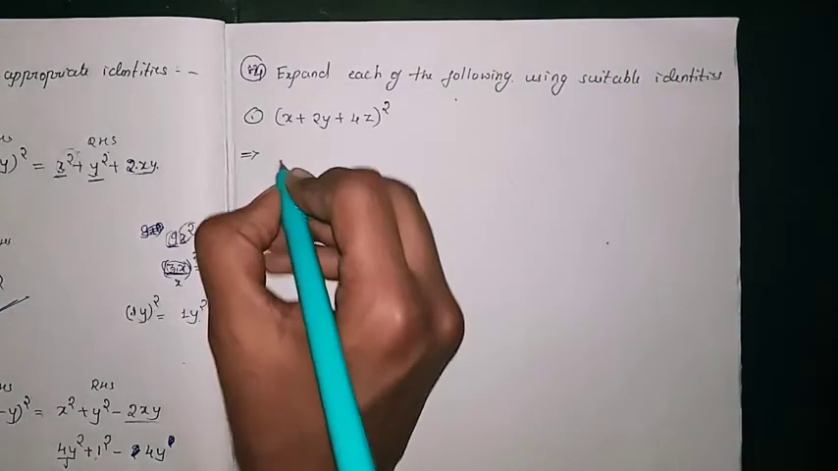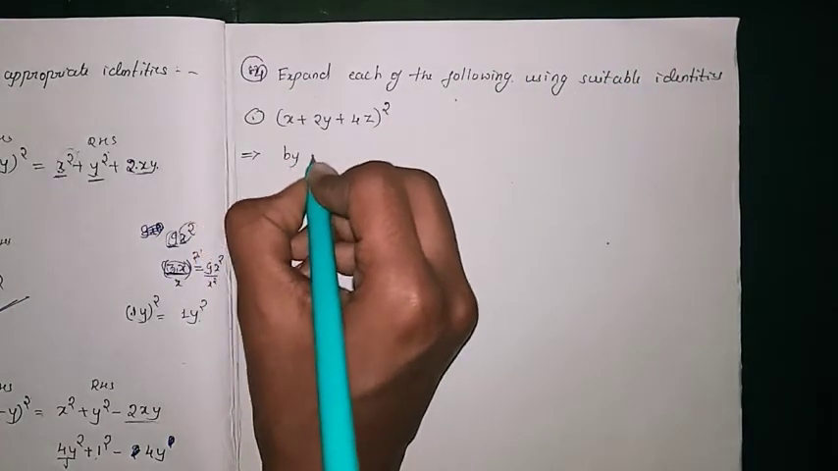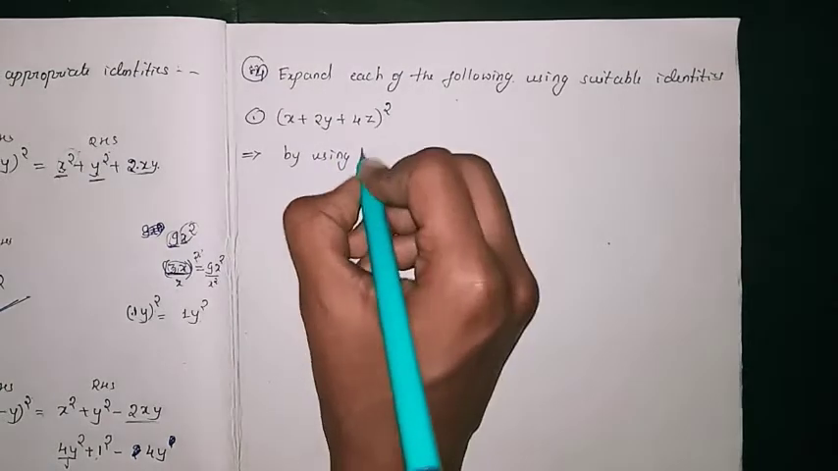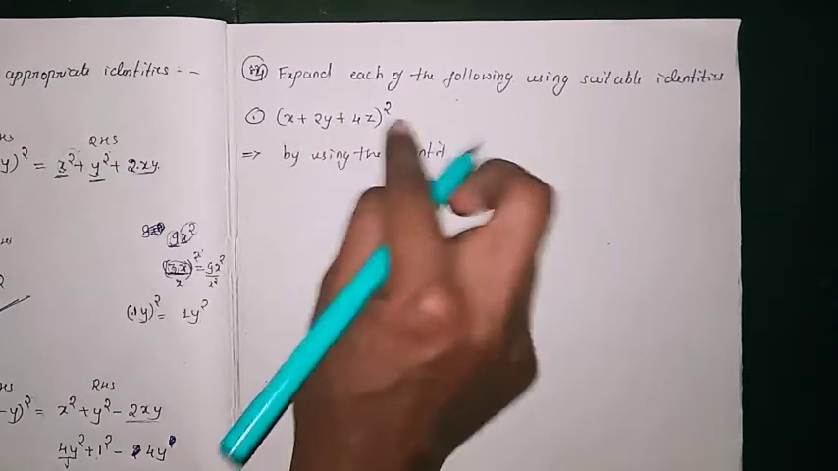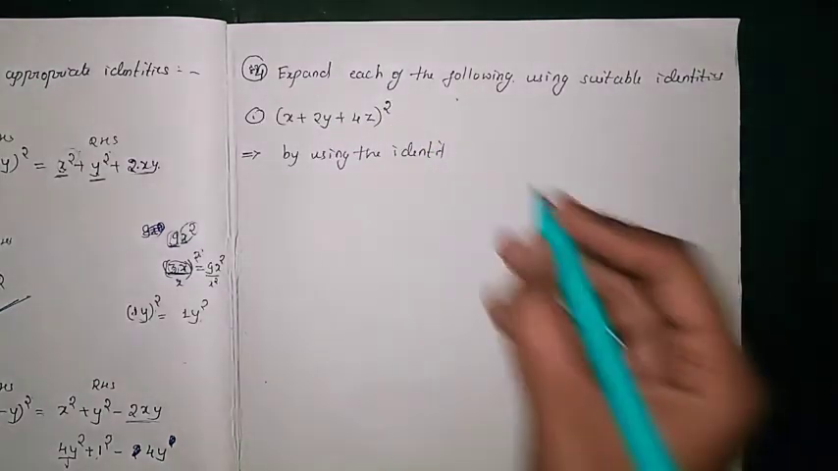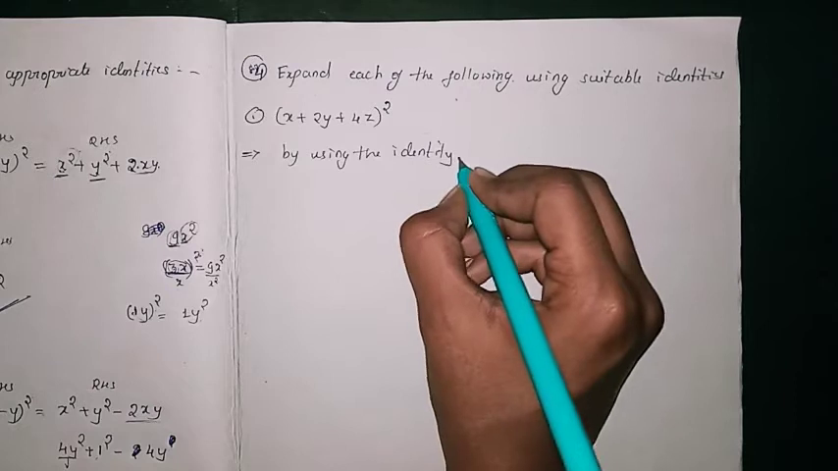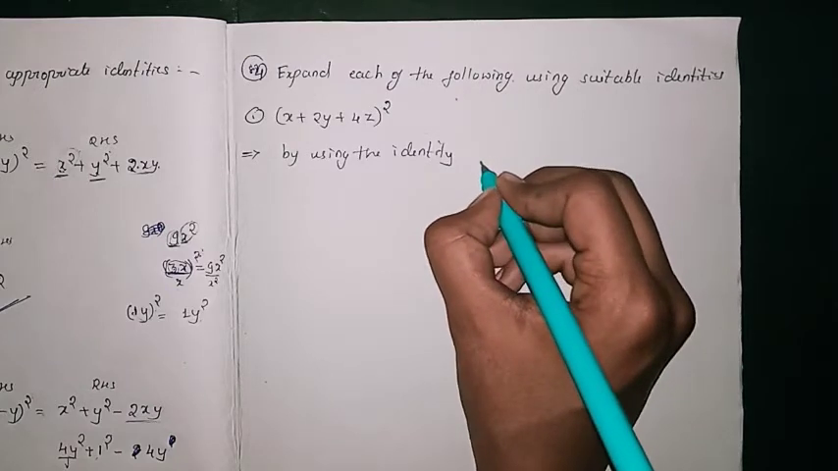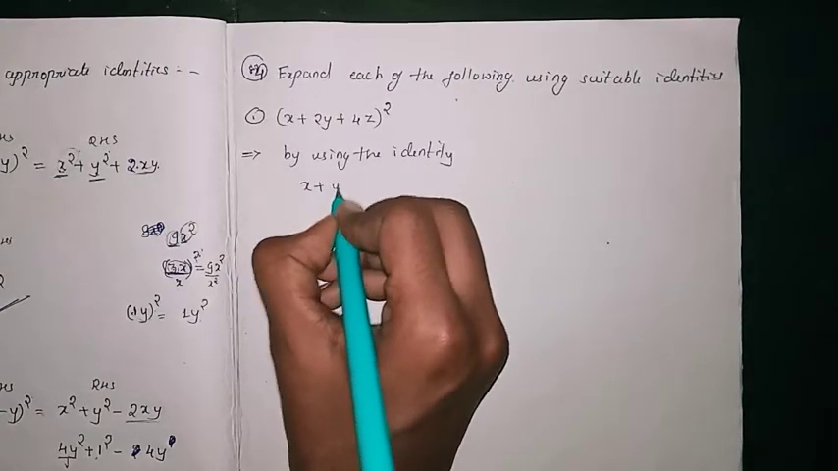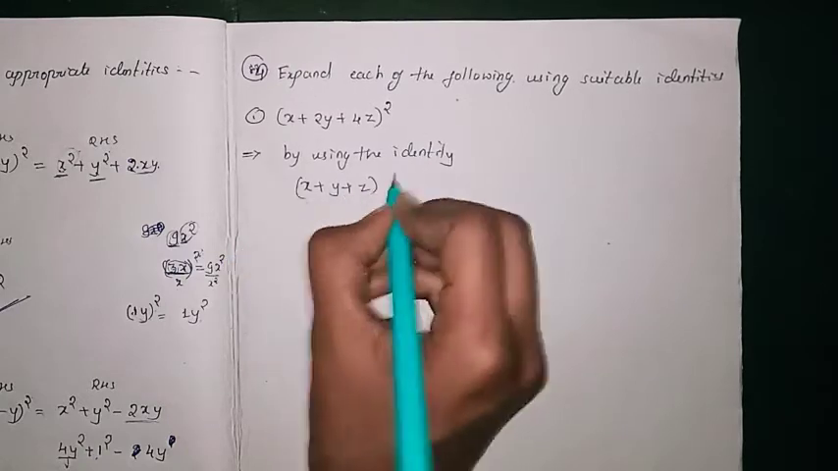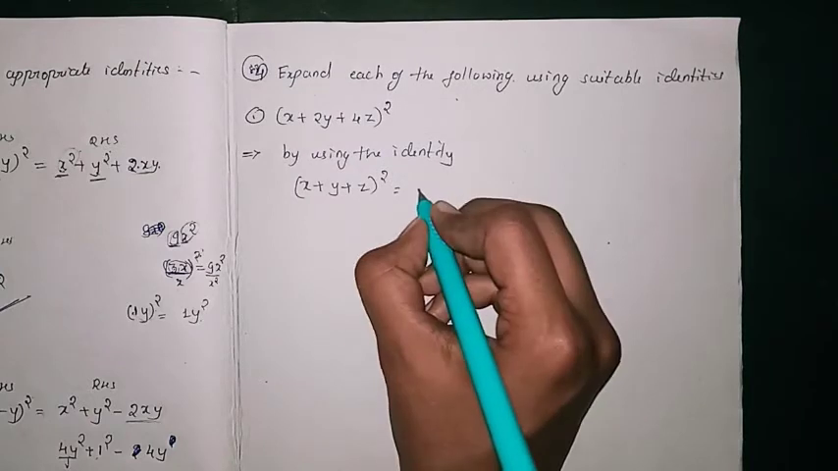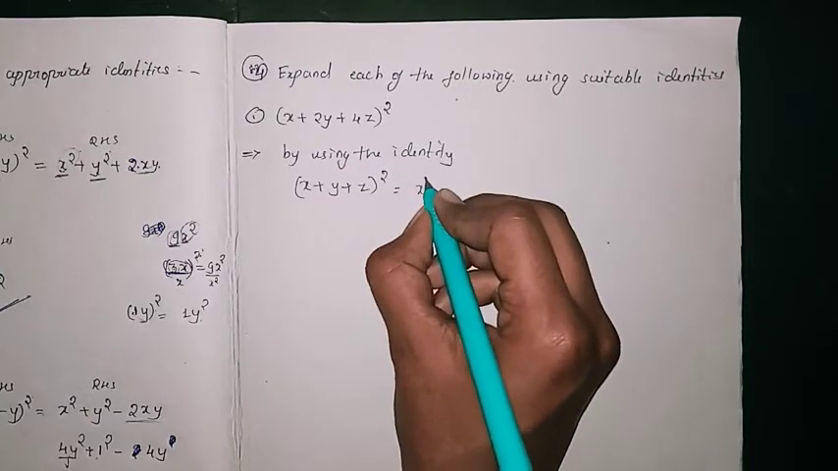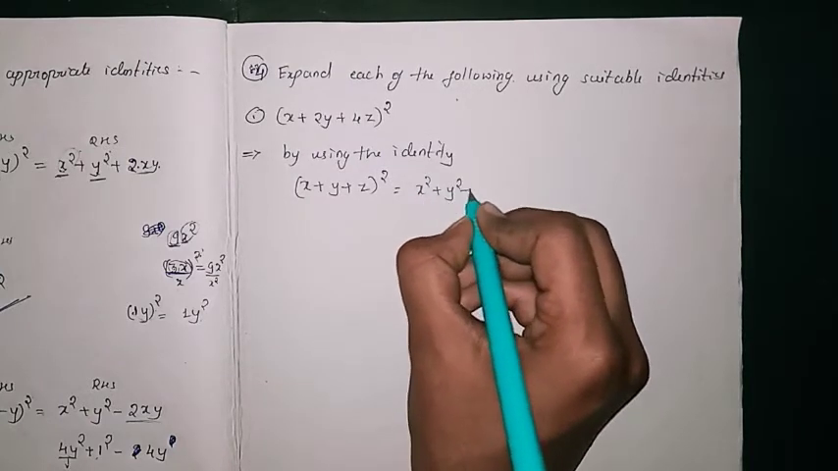So the identity here we can use. So here I will tell you how to remember the identity of x plus y plus z whole raised to square. So you have written that one. So by using the identity x plus y plus z whole raised to square. So this is the expansion of this term. We are writing x square plus y square plus z square.